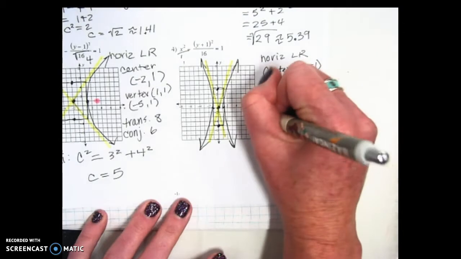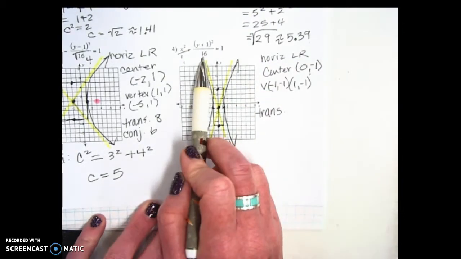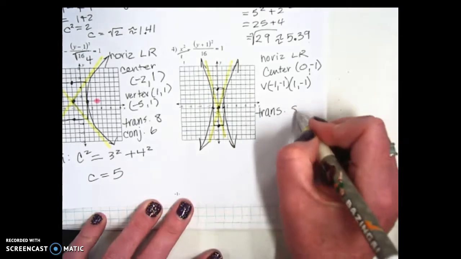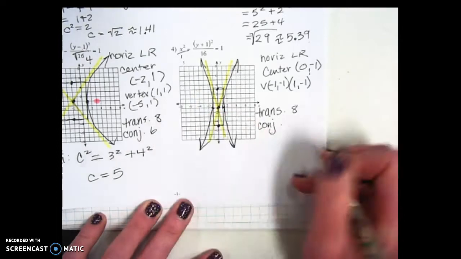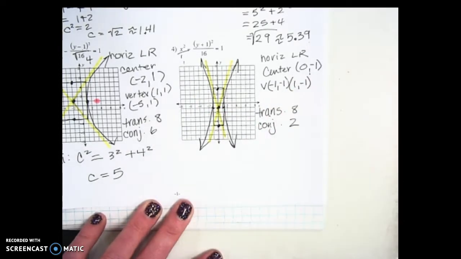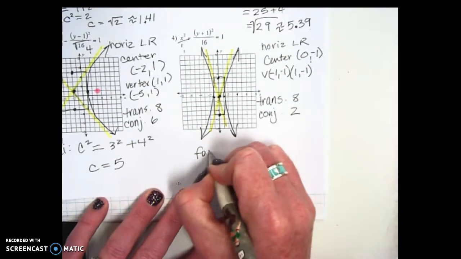And let's see, our transverse axis is the longer one, which was 4. So double the 4, we got 8. Conjugate axis, our shorter one was 1, double 1, so 2. And then the last thing is we're going to find the foci.